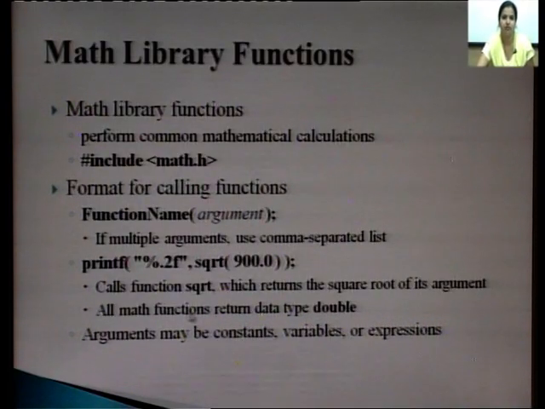All the math functions have a data type that we take, that is double. Argument may be constants, variable or expression. This argument 900 can be any constant. Constant means any fixed value, like 900 is a constant here, whose value cannot be changed, whose value cannot be changed is the constant.